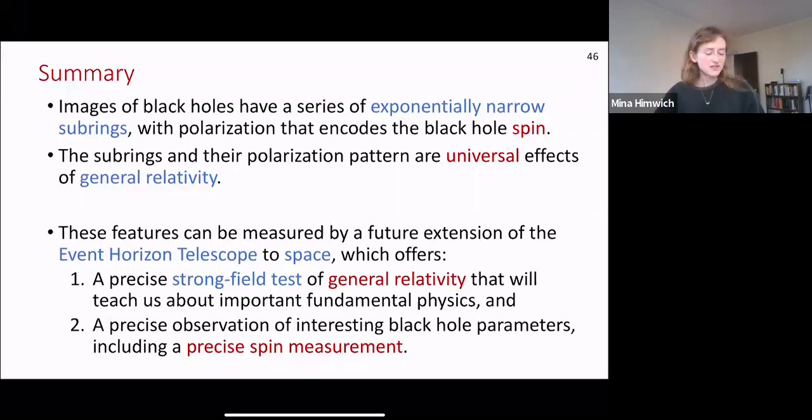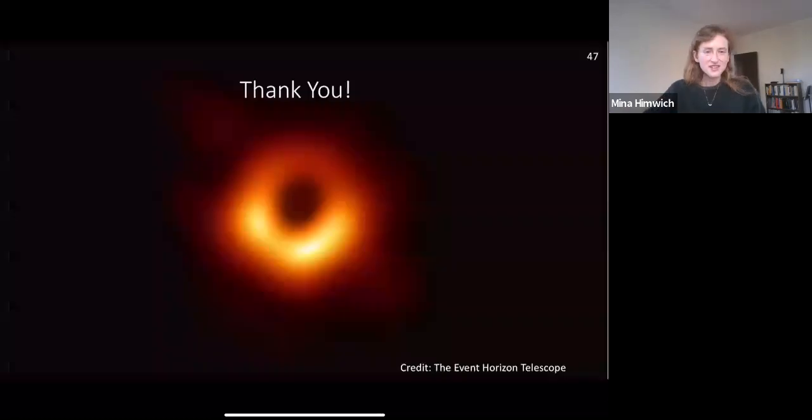And there's also lots of other work in different directions, including time delay of the different images for different subrings, potential other symmetries and correlations, and it's very exciting and ongoing work with the EHT. So I'll stop there and answer any questions.